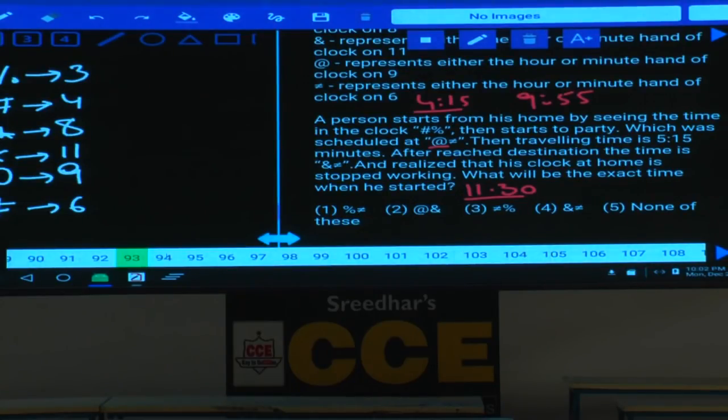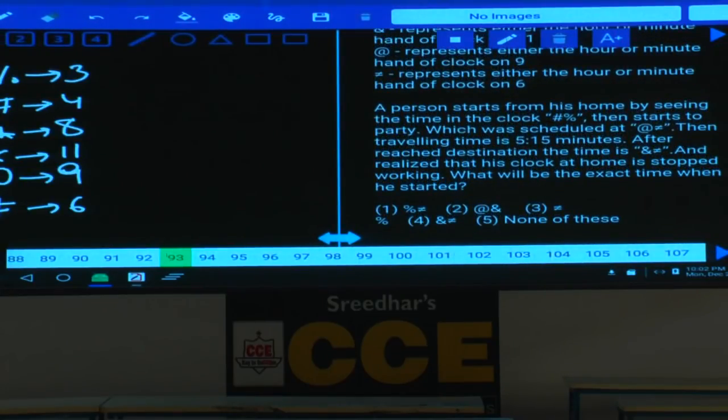9:30, no. Now once again in this one, a person starts from his home by seeing the time in the clock as hash percentage. Hash is 4 and percentage is what? Percentage is 3. That means this person has started at 4:15. That is fine. And then he started to the party, which was scheduled at the rate of. At the rate of is 9, isn't it? And not equals to is, that is 9:30. The party is at 9:30 and the traveling time is how much? 5:15. 5:15 means he has exactly started by the exact time, isn't it? 4:15 plus 5:15 will be 9:30.